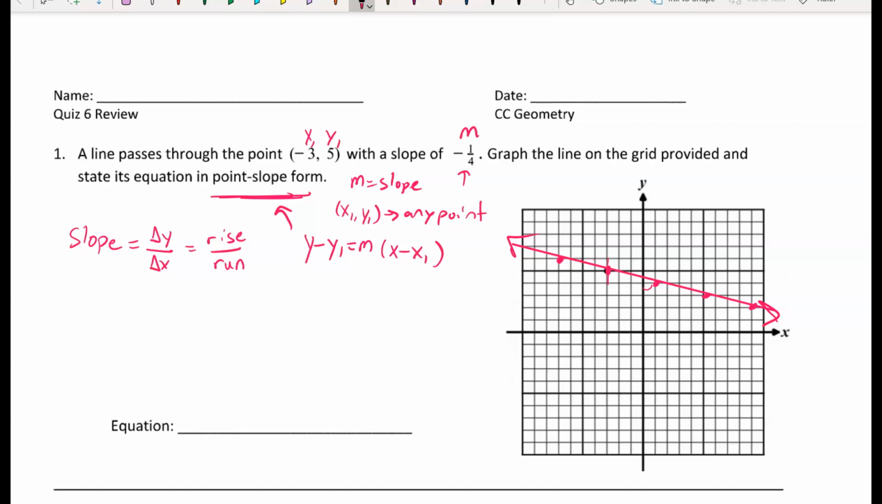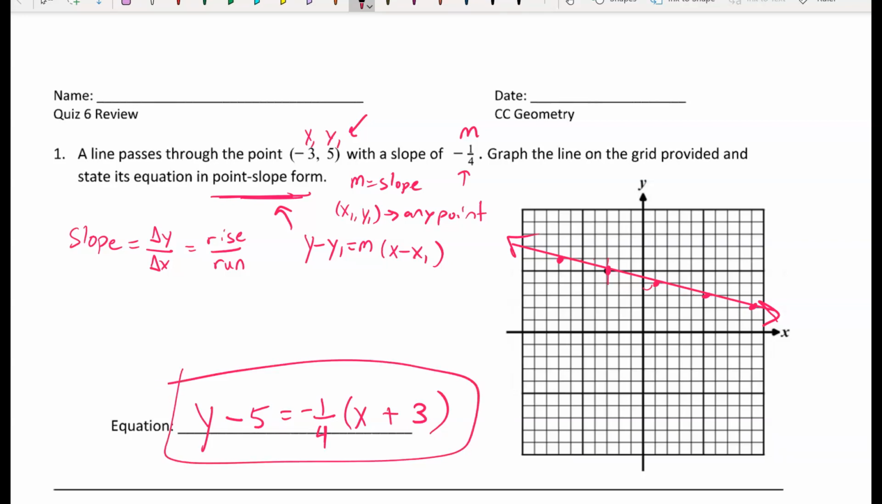So when I substitute into that equation, y minus my y1 value, which is 5, equals my slope, -1/4, times x, now here's where it gets a little tricky, minus my x1 value, which is -3. So this technically is a correct equation, but remember, when you're subtracting a negative, it's really like you're adding a positive. Keep, change, change. So I'm just going to write that as x plus 3 instead. So you don't need to solve for y here. This represents the equation in point-slope form.